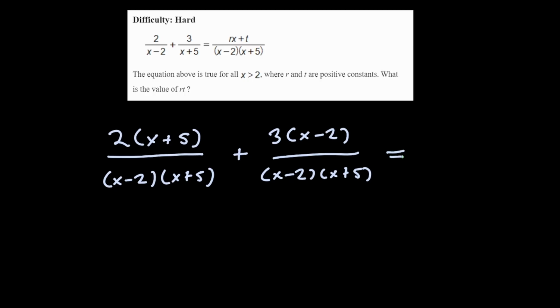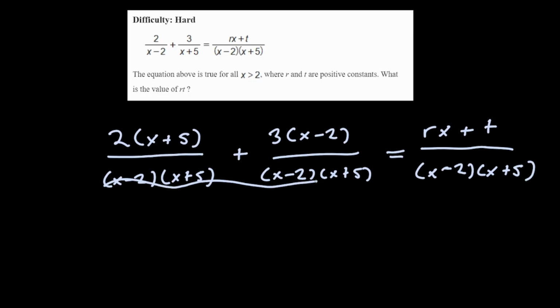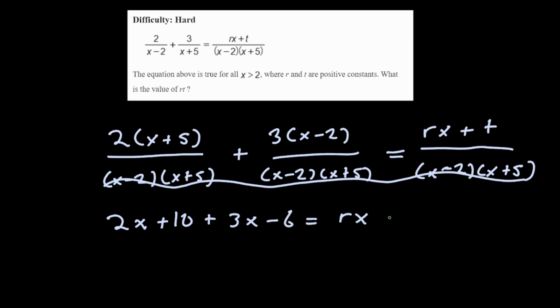And due to the equation it gave us, we know this is equal to rx plus t over x minus 2, x plus 5. And we can multiply both sides of the equation by x minus 2, x plus 5, and just cross out all of this. So we distribute, we get 2x plus 10 plus 3x minus 6 equals rx plus t. And we get 5x plus 4 equals rx plus t. And we want r times t, so our final answer is 20.